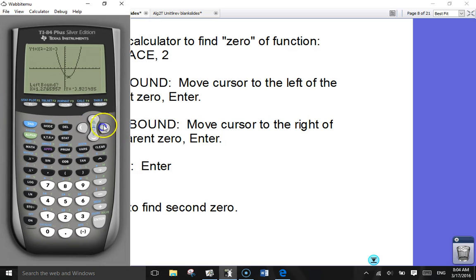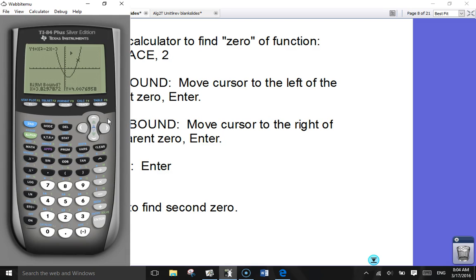Oh, come on. Okay, is that to the left of the 0? Yeah. Looks pretty good. So let's go yes, enter. Okay, then I need a right bound, so let's move it to the right of the 0. Okay, that look good? It's up and to the right.